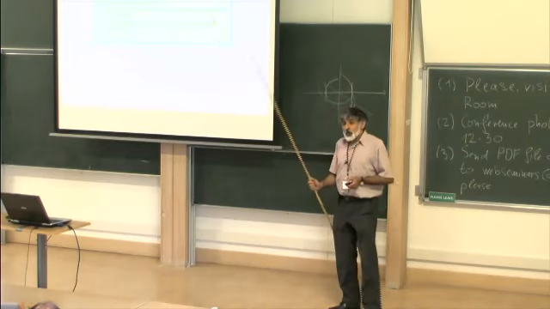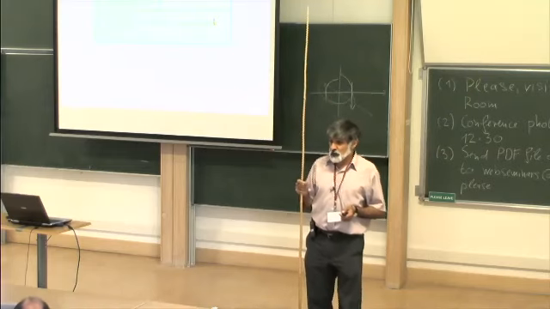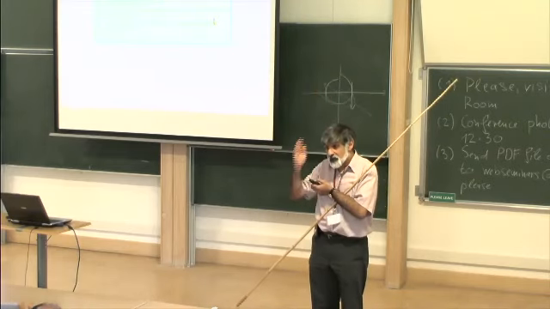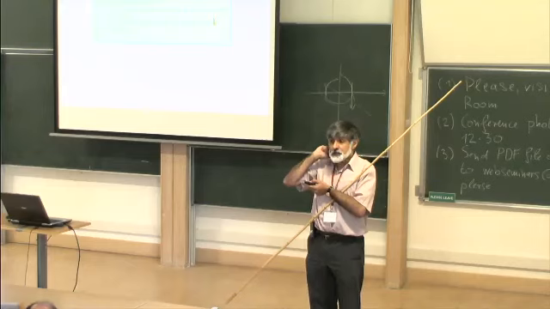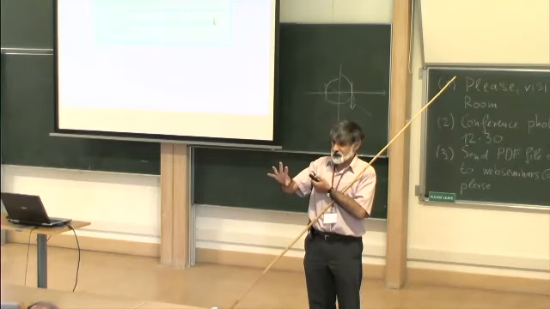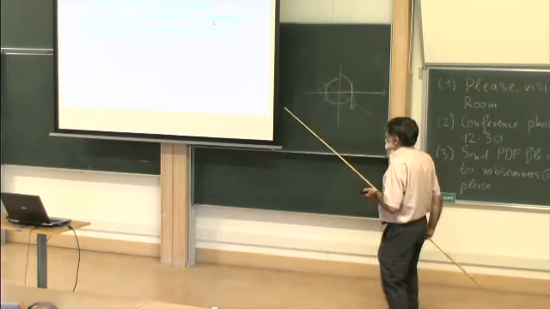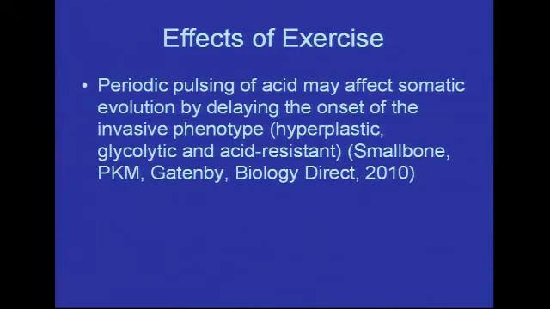Okay, so what happens now if we take the second model we talked about with the somatic evolution and we pulse it with acid? So every day we give it half an hour of acid. Okay, from a mathematical point of view, very, very simple thing to do. What we end up finding, again with Karen and Bob, is that you change the somatic evolution, and you select, at least in the model, a different phenotype. You select a phenotype that's hyperplastic.